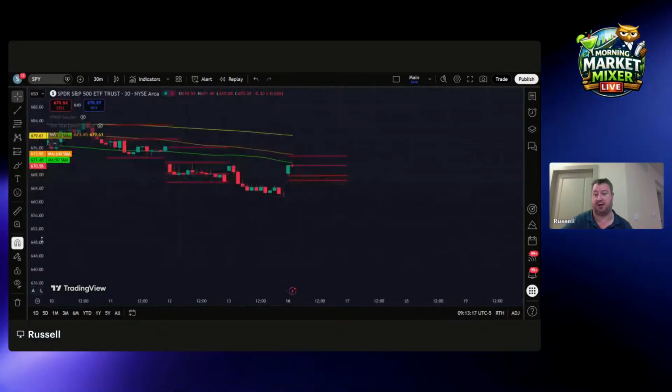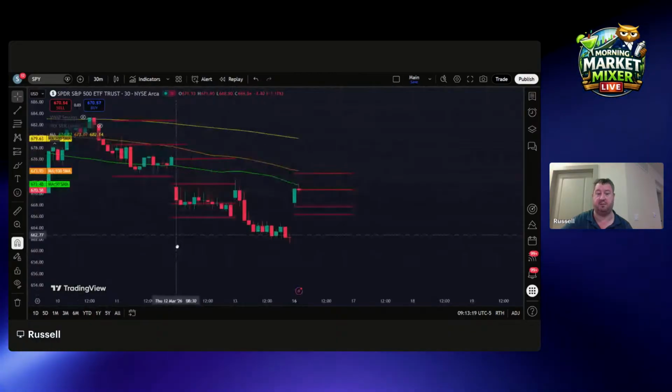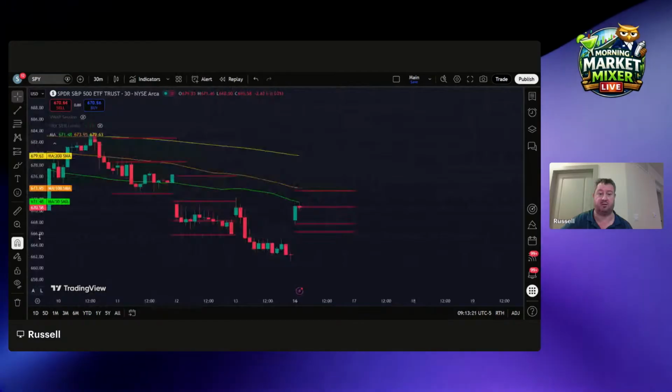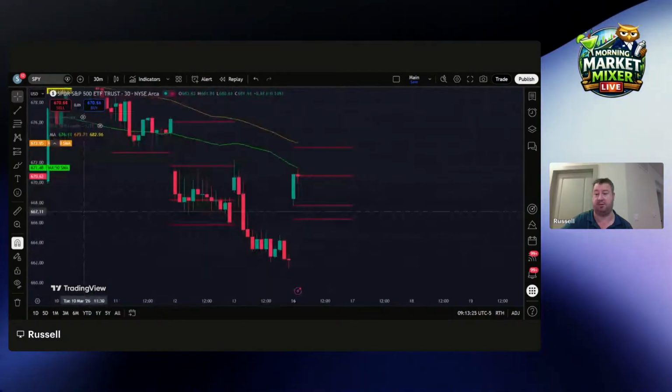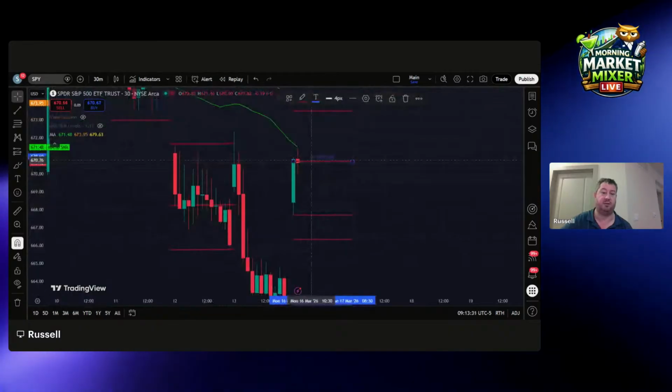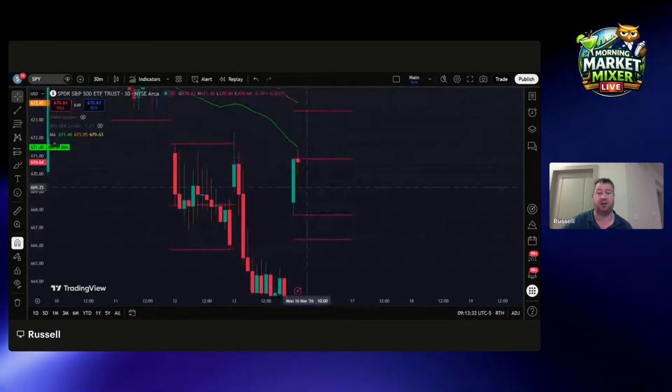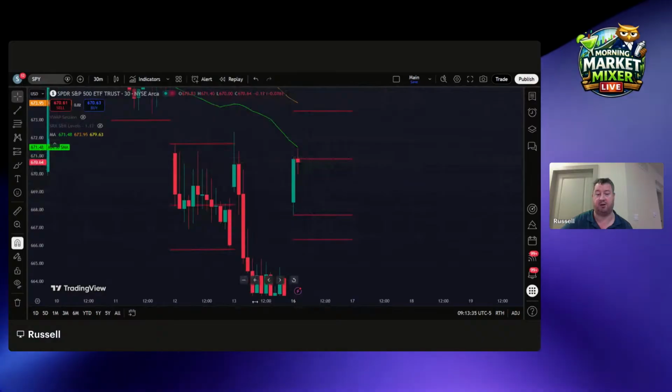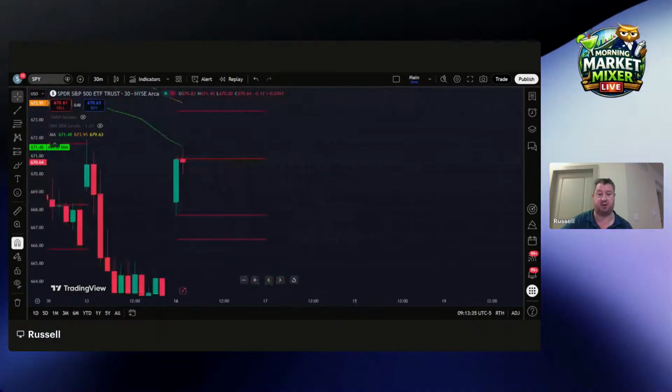Overall, I think it's going to be a bullish day. One of the reasons for that is that we've seen that bounce every time we've had one of the lower lows. We've seen a bounce back up the following day. So that's potentially history repeating itself.